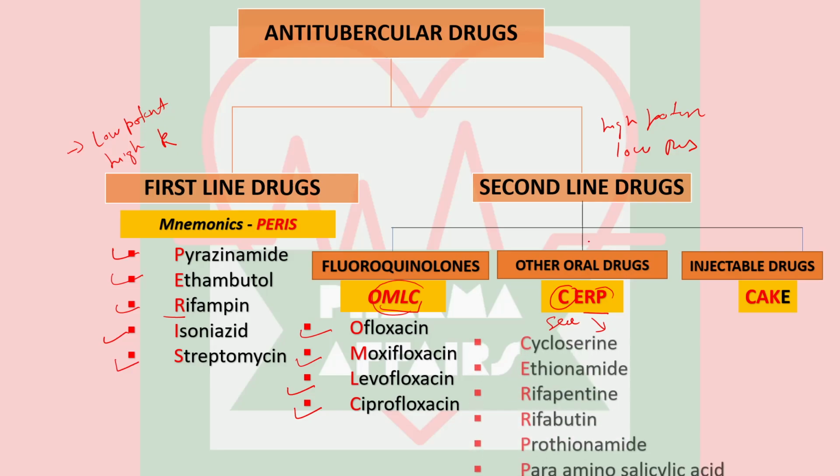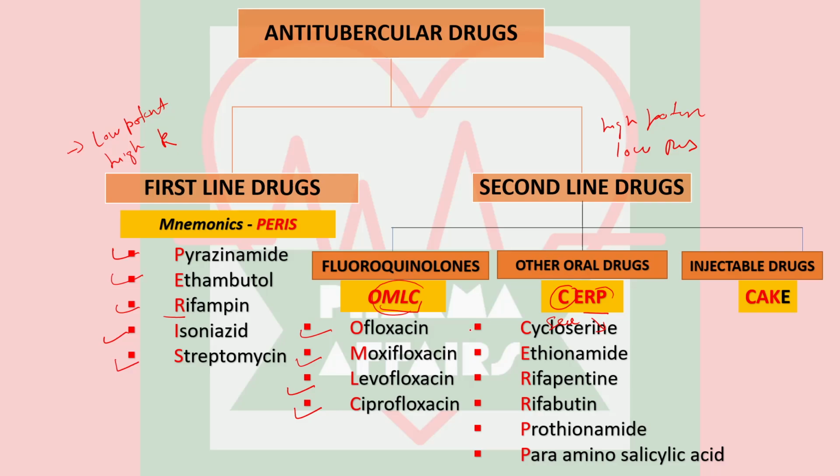So C means cycloserine, E represents ethionamide, R represents rifampicin and rifabutin, and P represents prothionamide and para-aminosalicylic acid. Now, injectable drugs, CAKE. Here CAKE: capreomycin, amikacin and kanamycin.